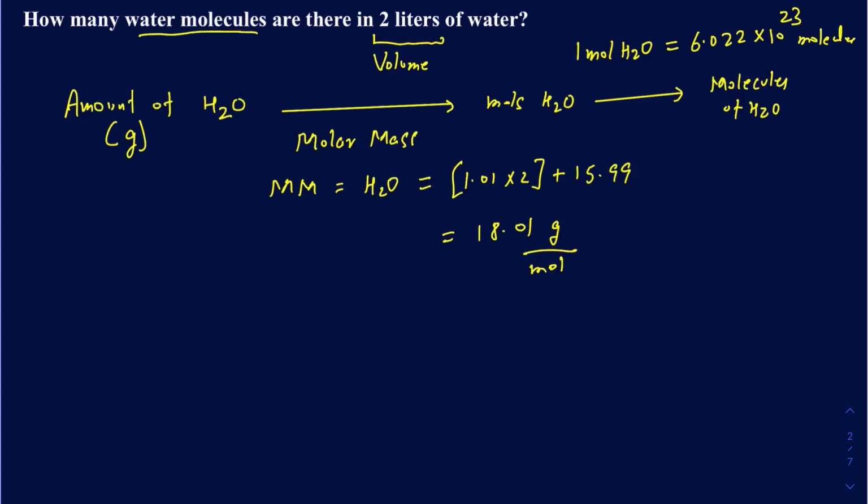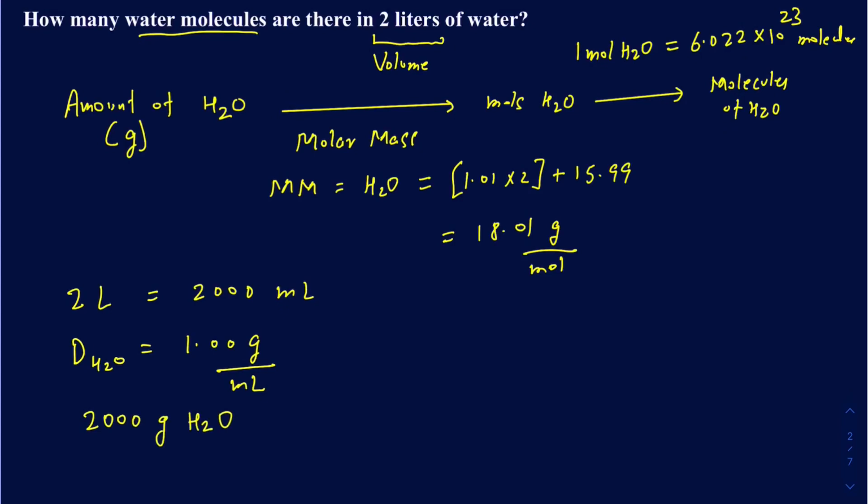2 liters of water is actually going to be equal to 2,000 milliliters. And if you recall, the density of water is 1.00 grams per milliliter. What that really means is, if I have 1 milliliter of water, it's exactly going to be 1 gram. If I have 800 milliliters of water, it's going to be exactly 800 grams. So if I have 2,000 milliliters of water, it's going to be 2,000 grams of water.